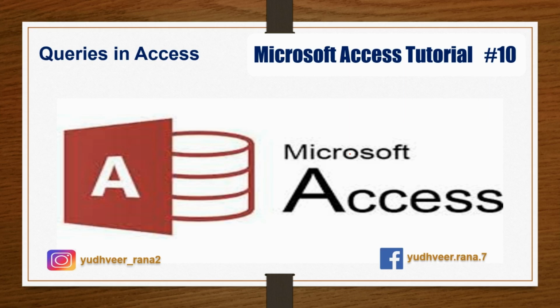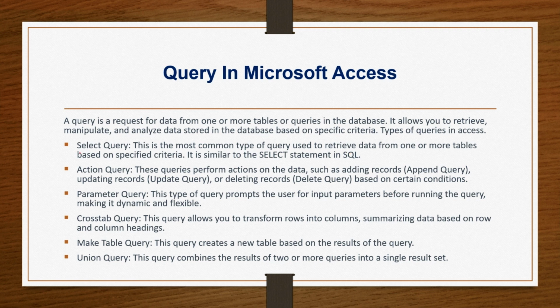In this video, I'll talk about queries. So what is a query in Access? A query is a request for data from one or more tables or queries in the database. There are 6 types of query in Access.